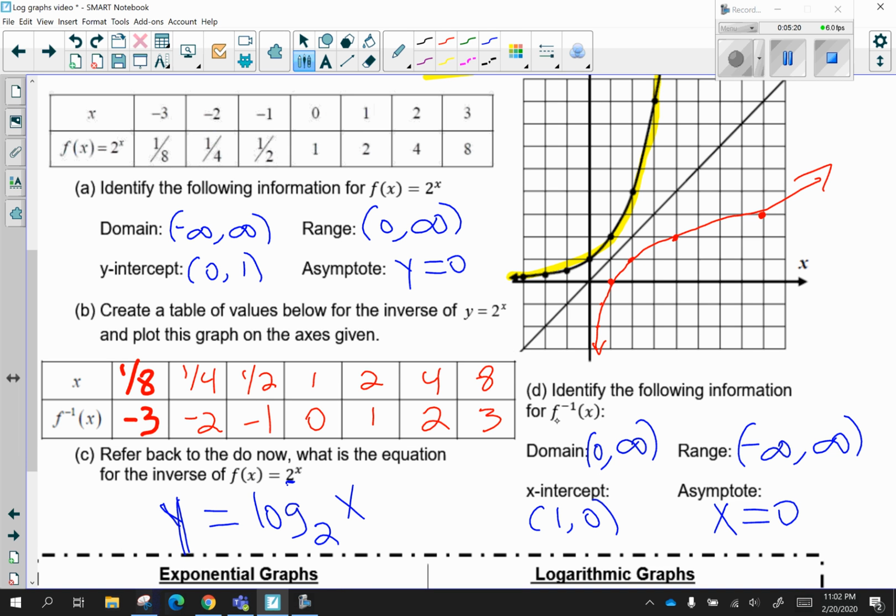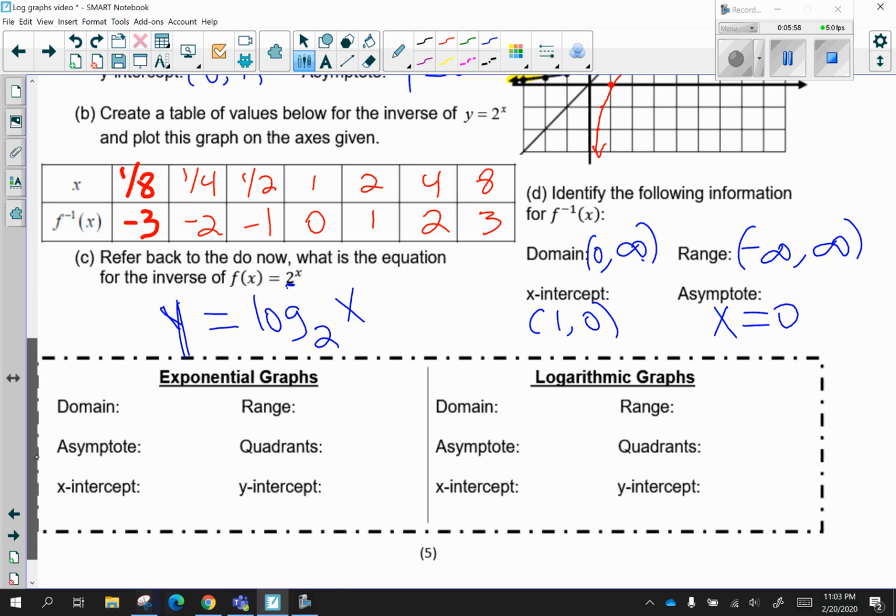Remember, with inverse functions, we switch x and y, but look what else we switch. Notice the domain and the range. For the inverse, it's just switched. Here we have the y-intercept is (0, 1). Notice there's no y-intercept for the log function, but we have an x-intercept of (1, 0). Again, those values are just switched. For our exponential function, we have a horizontal asymptote of y equals 0. But for our log, the inverse, we have a vertical asymptote of x equals 0.